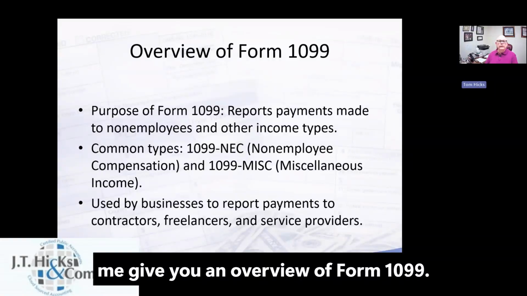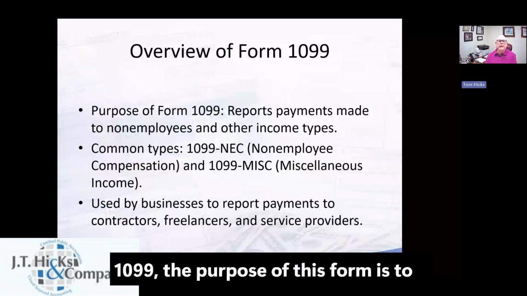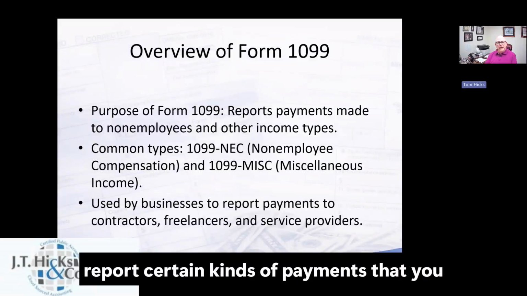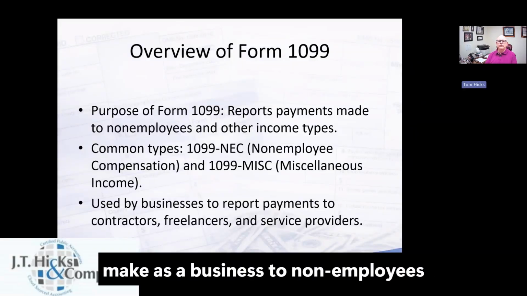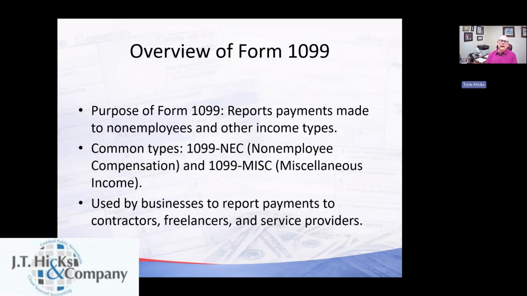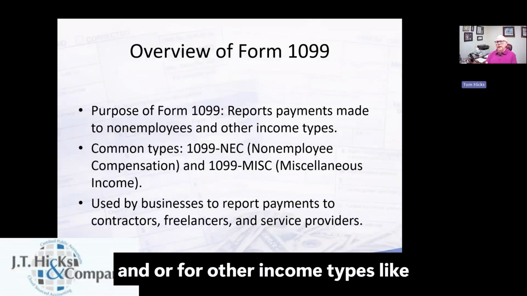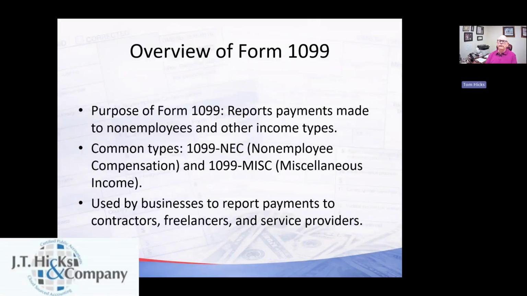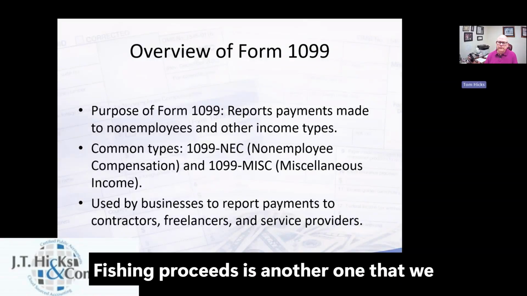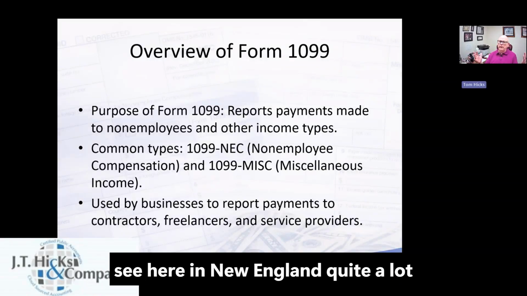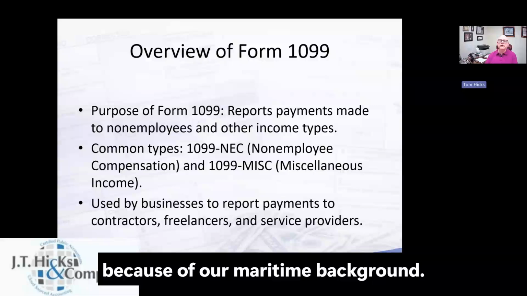So let me give you an overview of Form 1099. The purpose of this form is to report certain kinds of payments that you make as a business to non-employees, and for other income types like rent, royalties, etc. Fishing proceeds is another one that we see here in New England quite a lot because of our maritime background.